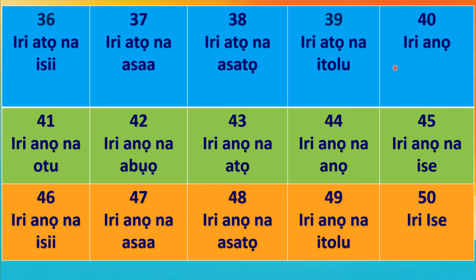40 iri anọ, 41 iri anọ na otu, 42 iri anọ na abụọ, 43 iri anọ na atọ, 44 iri anọ na anọ, 45 iri anọ na ise, 46 iri anọ na isii, 47 iri anọ na asaa, 48 iri anọ na asatọ, 49 iri anọ na itoolu, 50 iri ise.